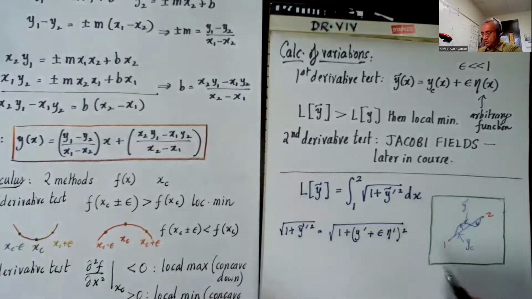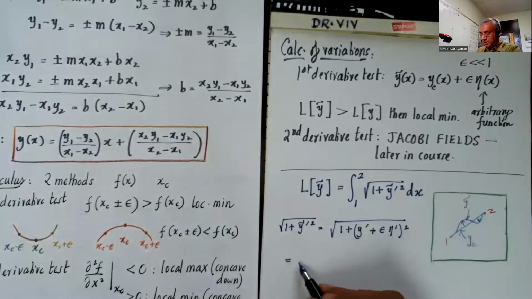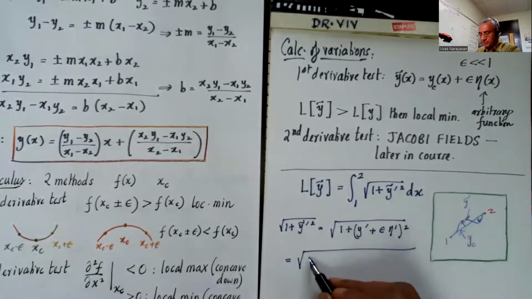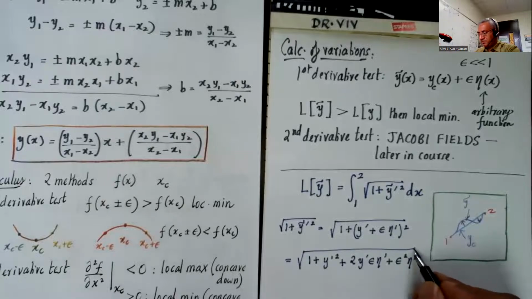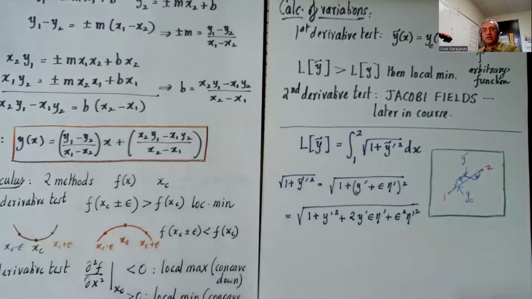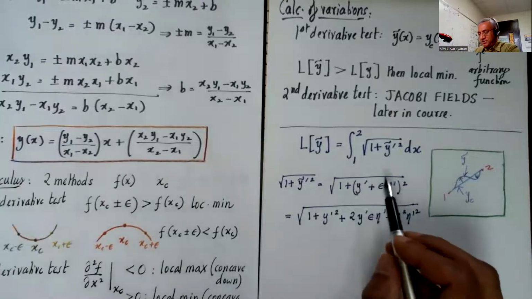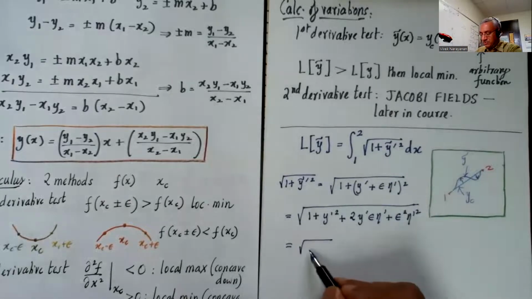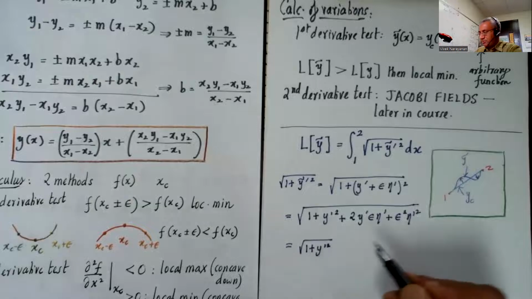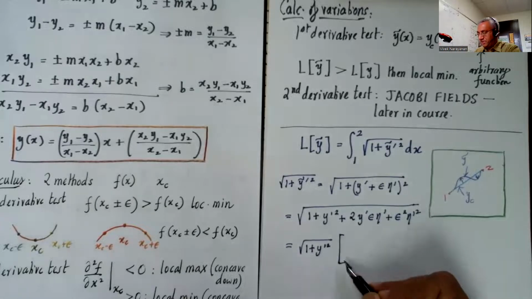Okay, now you just have to use the (a plus b) squared formula. And so this becomes 1 plus y prime squared plus 2 y prime epsilon eta prime plus epsilon squared eta prime squared. We want to make use of the fact that this is a critical curve. So we shall take this out, 1 plus y prime squared outside, and then let's see what's left.